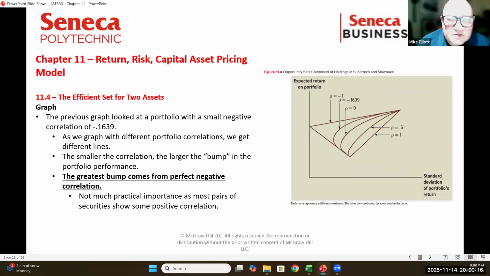Now, a couple things. When we look at this graph in more detail, the perfect flat line has a correlation of 1. A correlation of -1 would give us a triangle. So if we had perfect negative correlation, we would deal with this triangle. Anything else puts us inside this area. A correlation of 0, where we have no correlation at all, is the middle line. Then we go further out as we get negative correlation. We get flatter in as we get positive correlation. So the greatest bump comes from perfect negative correlation.